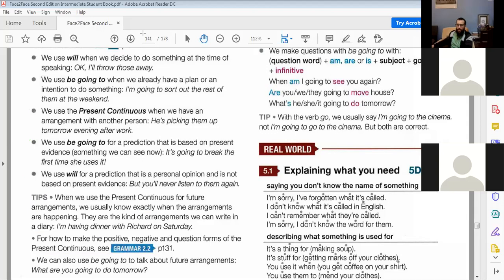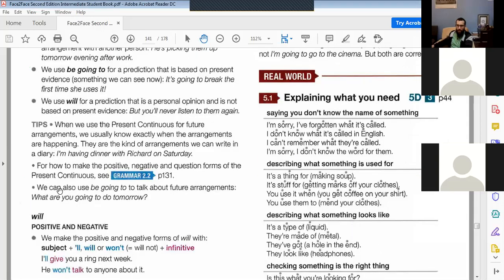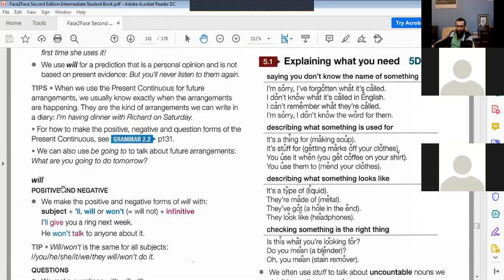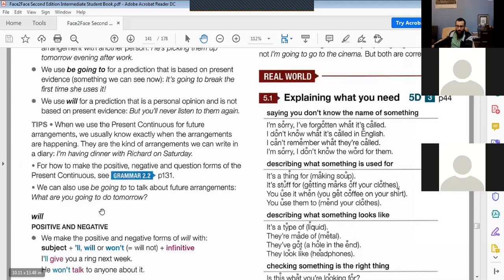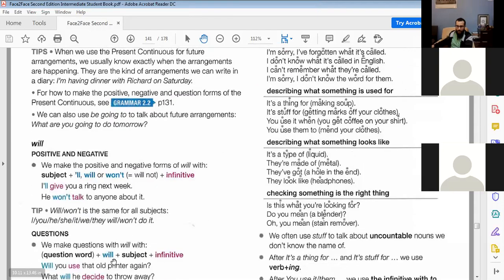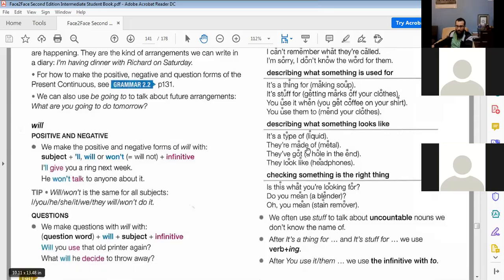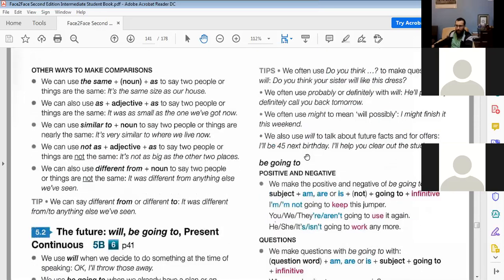All right. So, let's move to will. Now with will, we'll see if they give any details on it. We give you the form, but here we see if there are tips on it. Here they are. This is what we want to talk about. All right.